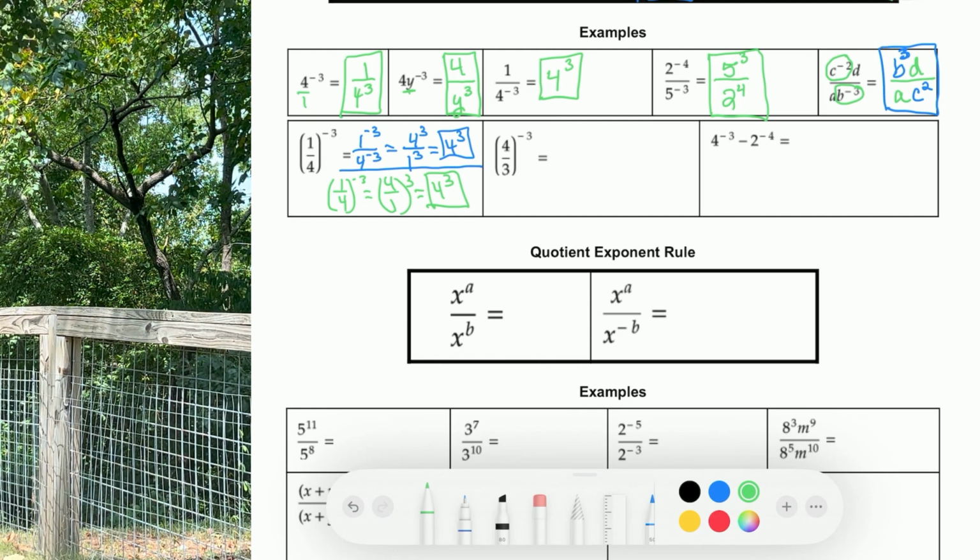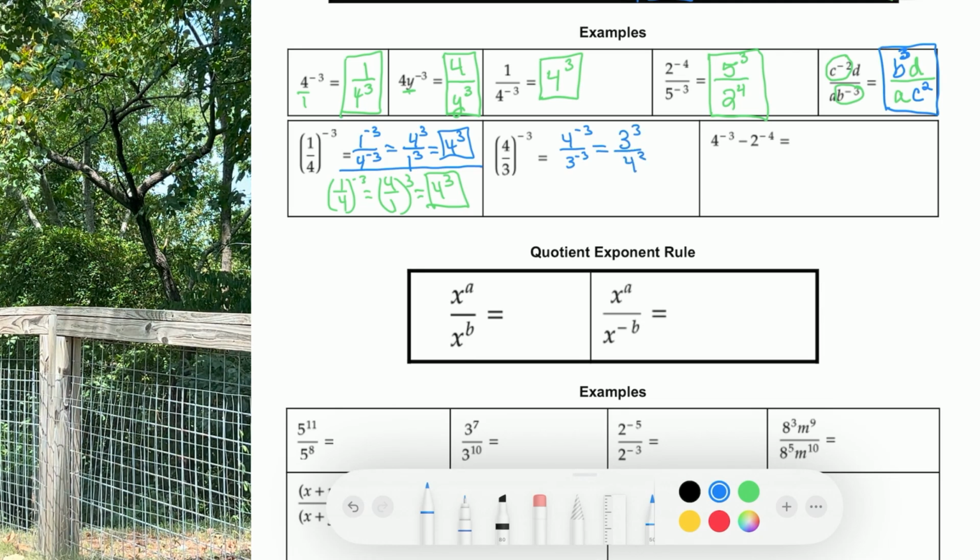The next one, let's go through both processes again. That becomes 4 to the negative 3rd over 3 to the negative 3rd. Flip it to our reciprocal. I get 3 to the power of 3 over 4 to the power of 3. I'm going to go ahead and simplify it. 27 over 64. Now let's do the other way.